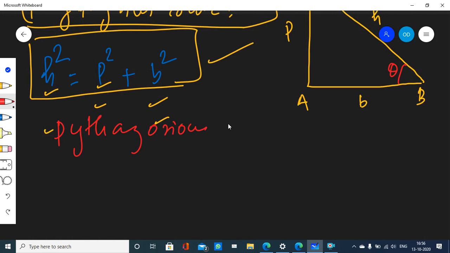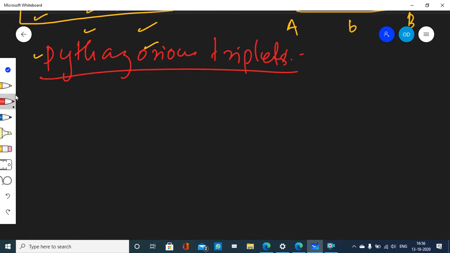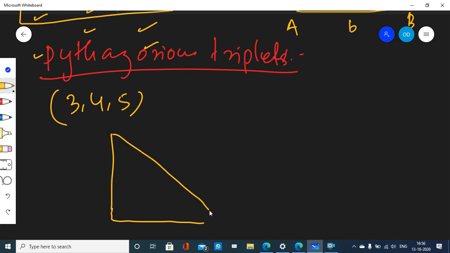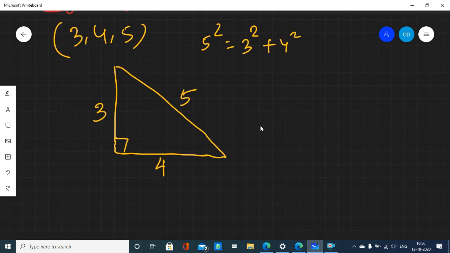Pythagorean triplets. One is 3 4 5. 3 4 5 is a right angle triangle. Its one side is 3, another side is 4, and the hypotenuse is 5. This is a right angle triangle. It is called a Pythagorean triplet. As you can see here, the square of 5 is equal to the square of 3 plus the square of 4. You can see for yourself, 9 plus 16 is 25. Remember Pythagorean triplet? Clear?